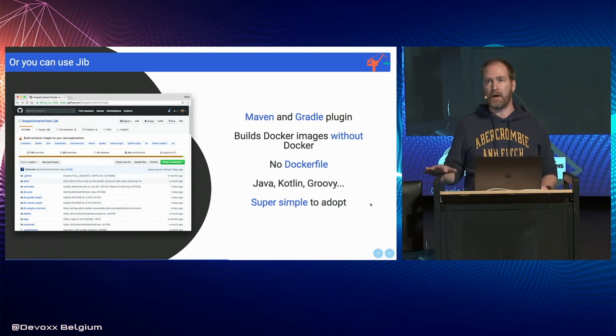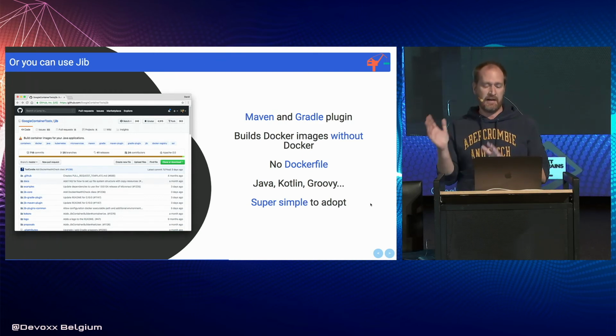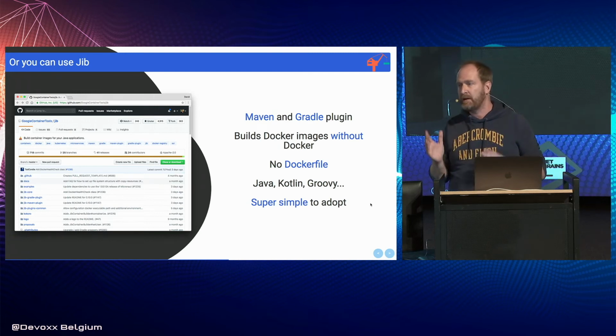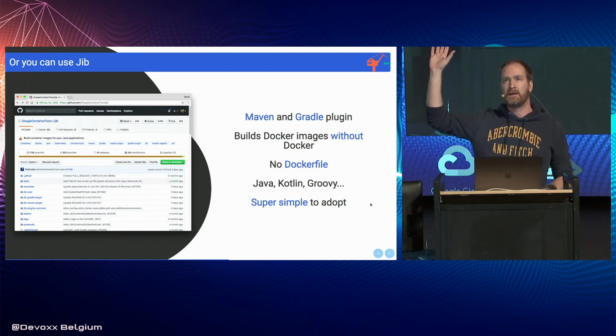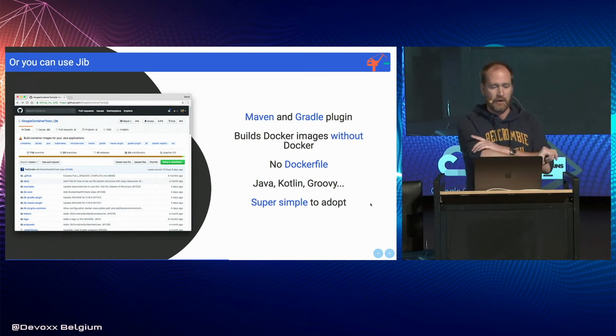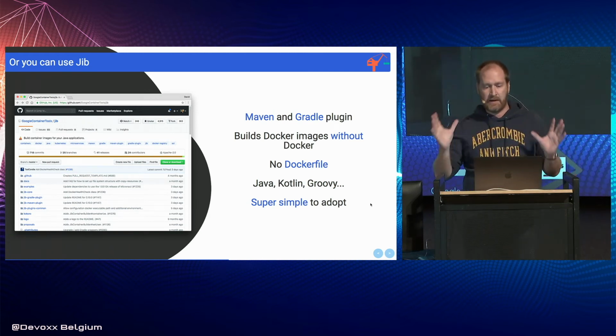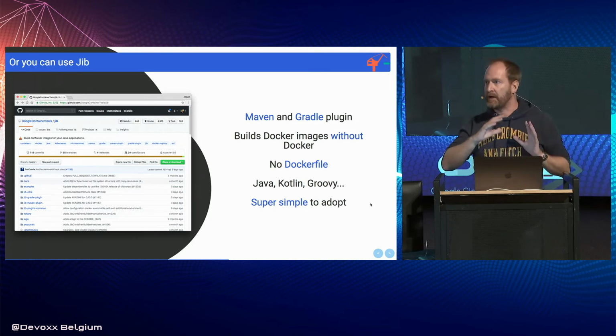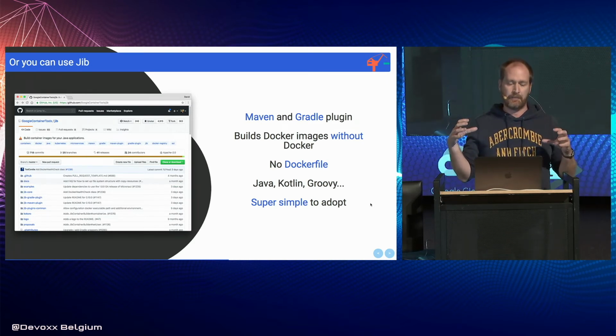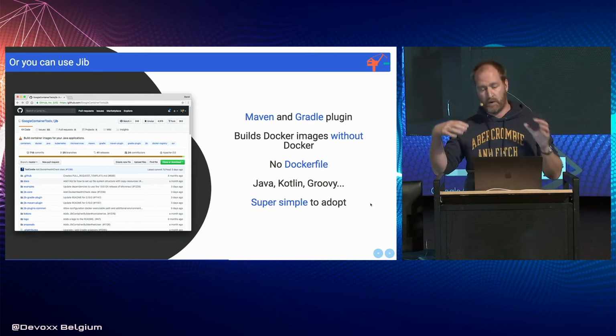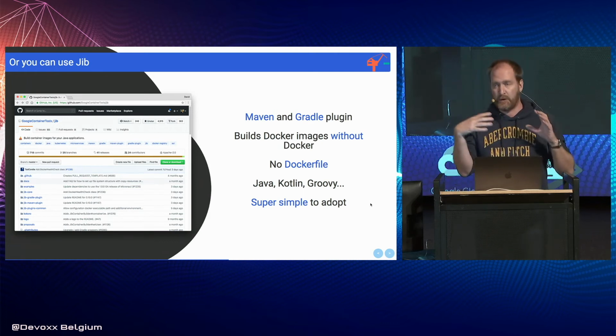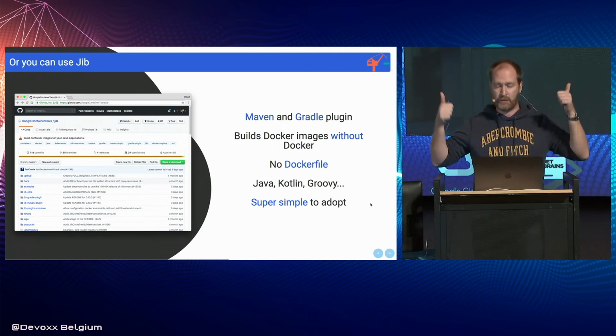Another thing you might want to adopt, it's very, very simple to adopt, and I think, like Skaffold, you're going to want to use it tomorrow. It's called Jib. Who knows Jib? A few of you. So Jib is basically a Maven and Gradle plugin, and Jib can build Docker images without Docker, same as Bazel. You don't need to write a Dockerfile. Cool, I don't want to learn that.